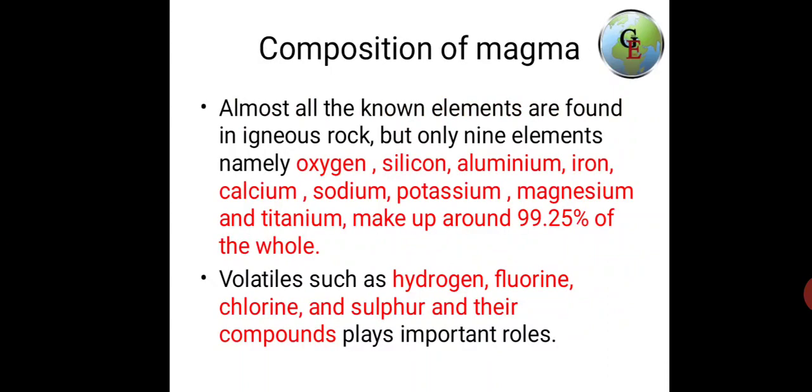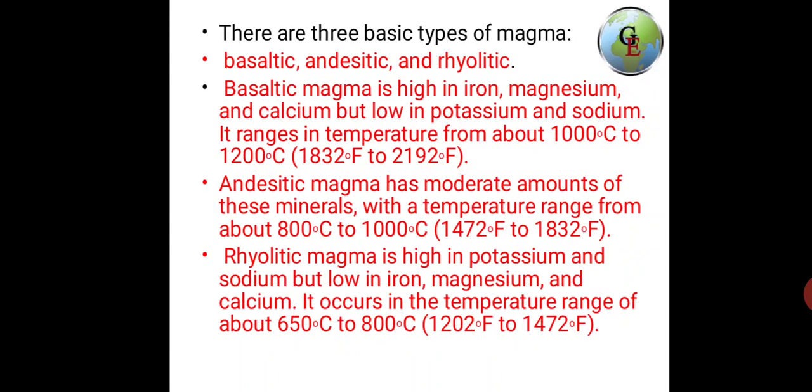Composition of magma. Mostly it is composed of nine elements: oxygen, silicon, aluminum, iron, calcium, sodium, potassium, magnesium and titanium. These nine elements make up around 99.25% of the whole magma. Volatiles such as hydrogen, fluorine, chlorine, sulfur and other compounds also play important roles. There are three important types of magma: basaltic magma, andesitic magma and rhyolitic magma.